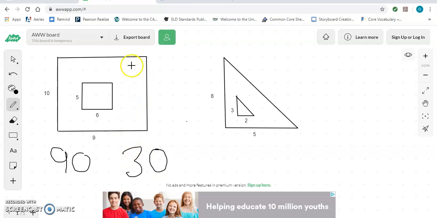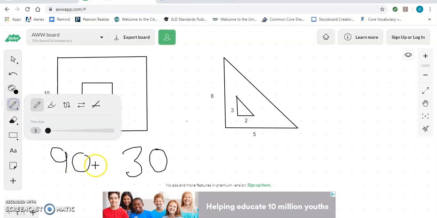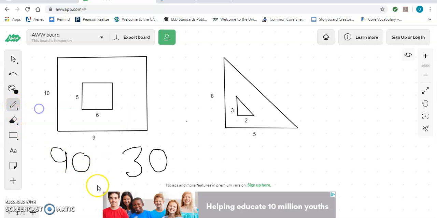Now, they're telling you to find the area of the shaded region. That means the big square, but they don't want this little one. That means you're minusing what's inside here, what this little square is. So what you would do is take those and minus. Wow, that's terrible. Let me erase that. See if I can do that better. That's supposed to be a minus sign. Wow. Okay.